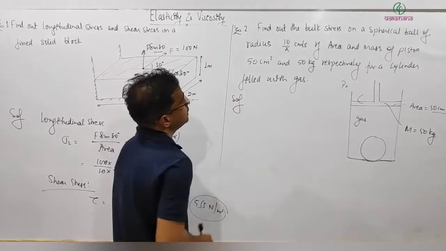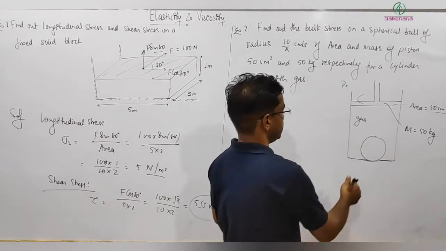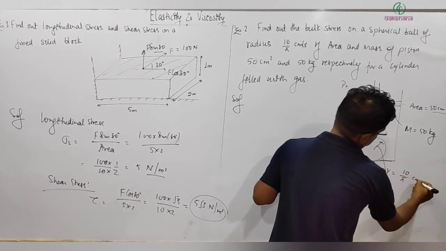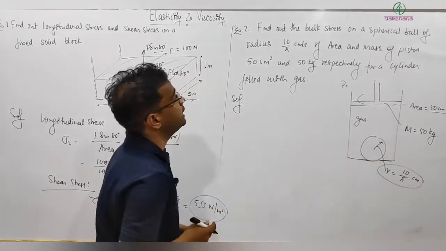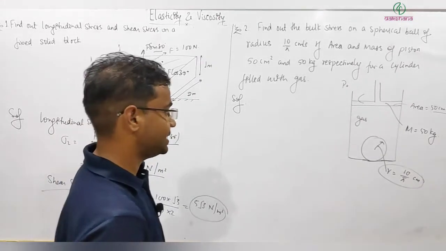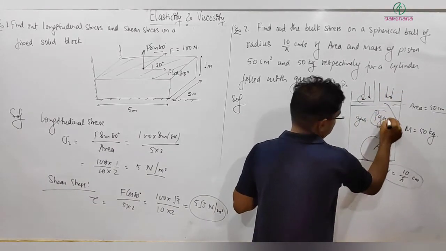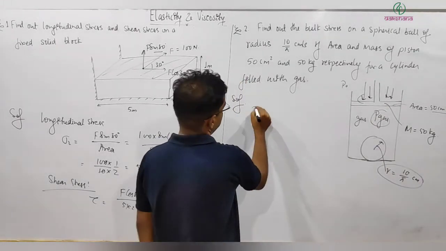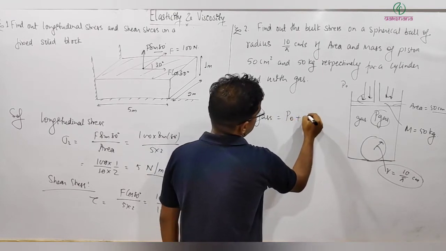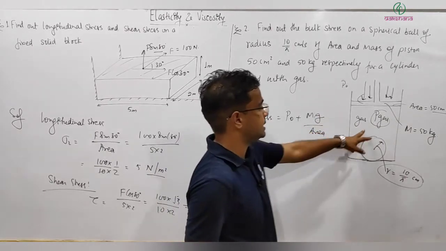Let's see the next case. Find the bulk stress on a spherical ball. This is a spherical ball whose radius is given as 10 by pi centimeter. The area and mass of the piston are 50 centimeter square and 50 kg respectively, for a cylinder filled with gas. From outside, pressure will be acting and there will be gas inside. Because the piston is in equilibrium, I can write P gas is equal to P naught plus the weight of the piston, mg, divided by the area of the piston.